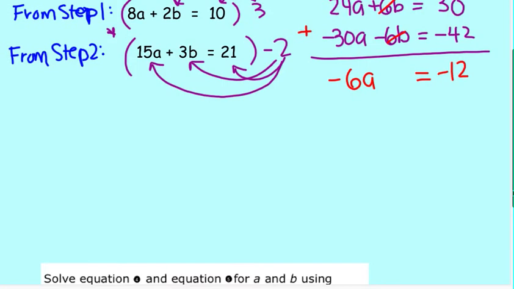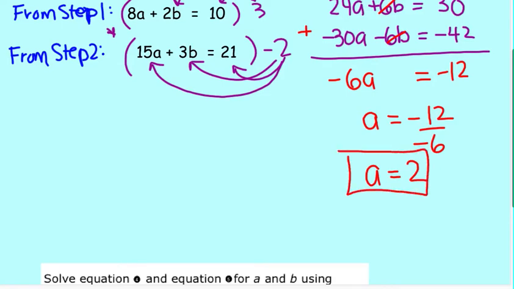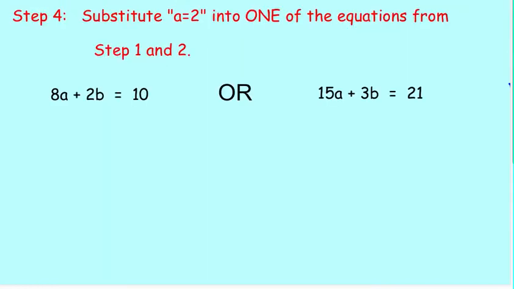Now what we've done is we've eliminated two variables, so we can now solve this for a. I'm going to divide both sides by negative 6, and I get a equals 2. Awesome. We have our first variable that we need to know. Now, step 4. Take that a, which equals 2, and substitute it in either a step 1 equation or step 2 equation. It doesn't matter which one.